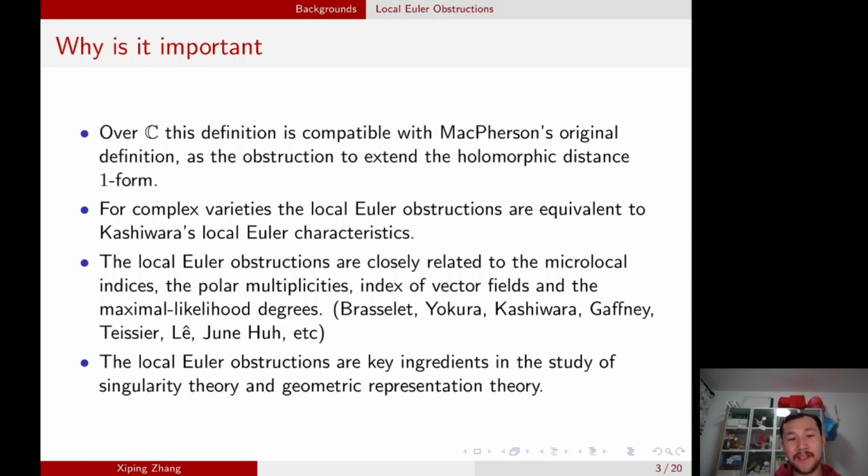In algebraic statistics, it has been proved that you can use maximum likelihood degrees to compute the local obstructions. And in geometric representation theory, the local obstructions are key ingredients in the study of the Kazhdan-Lusztig polynomials. So from both singularity theory and geometric representation theory, the local obstructions are very important objects to study.